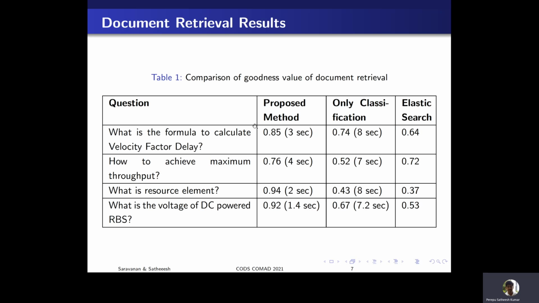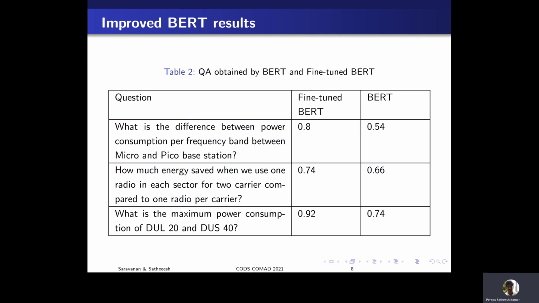You can see the proposed method gives good results when compared to classification only. We are seeing almost 10 to 20% more improvement in accuracy compared to classification only, and 30% accuracy improvement over Elasticsearch. Also, you can see the document retrieval time: it took only 3 seconds, whereas the classification method gives 8 seconds. So the proposed method works better, gives efficient results, and is also faster. Coming to the fine-tuned BERT results, here also we observe an increase in accuracy when comparing the BERT model and the fine-tuned BERT model. We are seeing a 10 to 20% increase in accuracy.